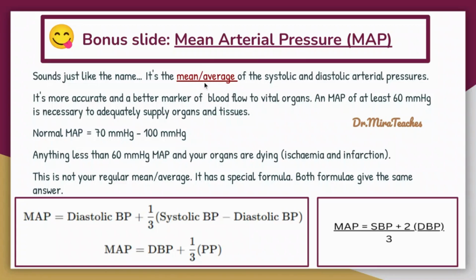Mean or average. In math, when you had to calculate the mean or average of two numbers, you add the numbers and divide by two, isn't it? If there were three, you add the numbers, divide by three, right? So mean arterial pressure is just the mean or average of your systolic and your diastolic arterial pressures.